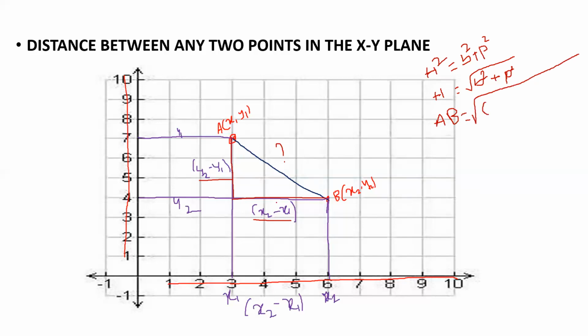I hope it gives you a clear idea. So the base is x2 minus x1 whole square, and the perpendicular is y2 minus y1 whole square. So now I got the formula for AB. Finding the distance between 2 points in a plane is root of x2 minus x1 whole square plus y2 minus y1 whole square. So this is the formula.